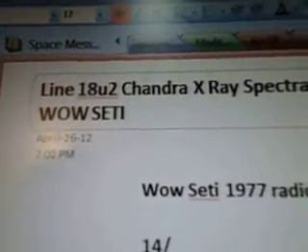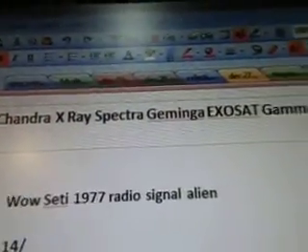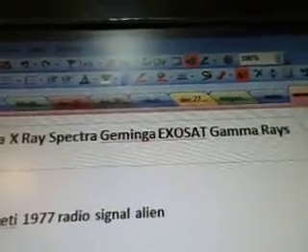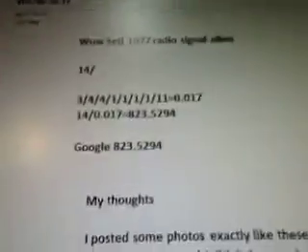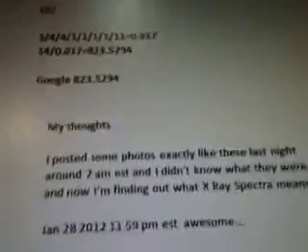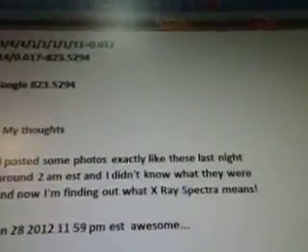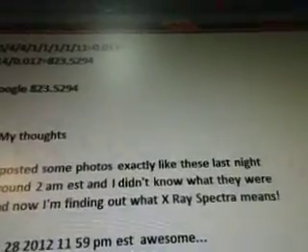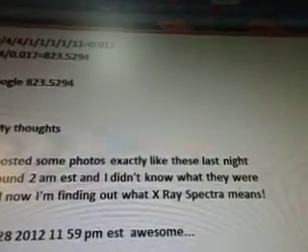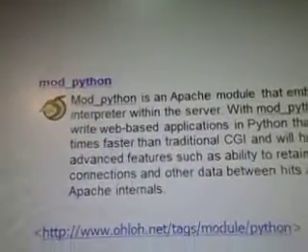So this is line 18u2: Chandra X-Ray Spectra, Geminga, EXOSAT, Gamma Rays, Wow! SETI. There's the alien signal there. My thoughts: I posted some photos exactly like these last night around 2 a.m. EST. And I didn't know what they were, and now I'm finding out what X-ray spectra means. January 28, 2012. Awesome.